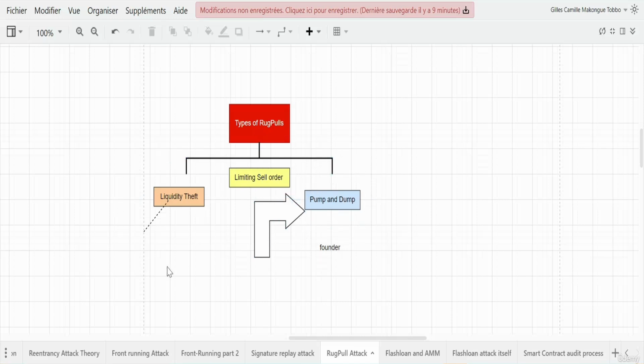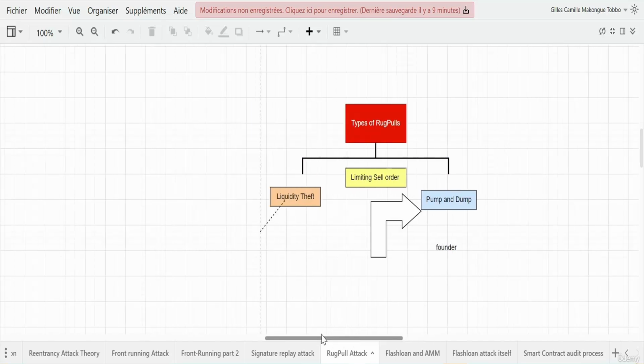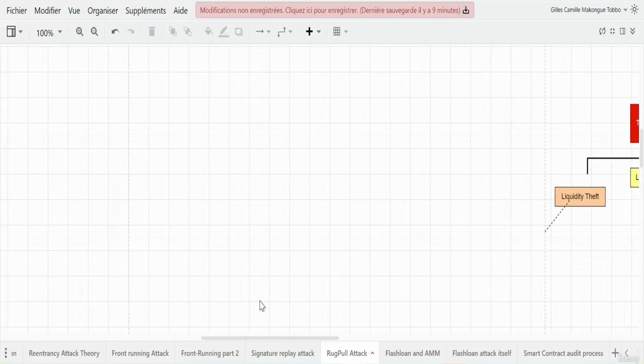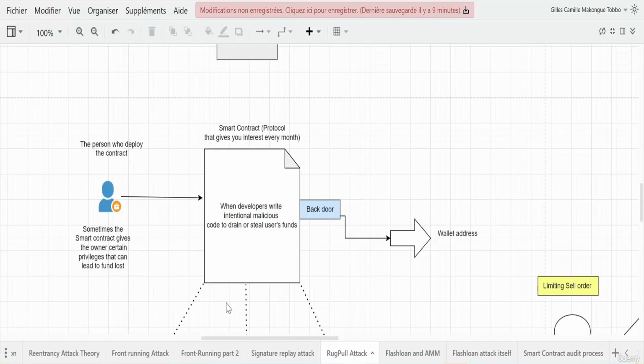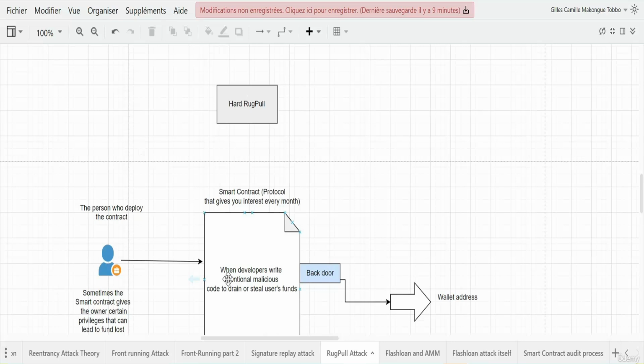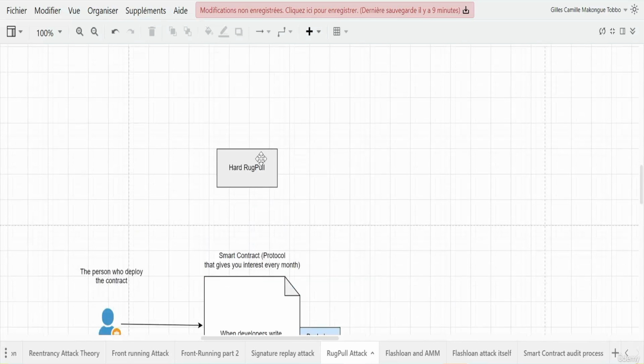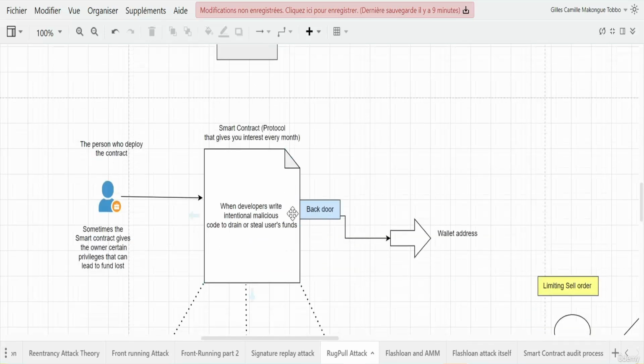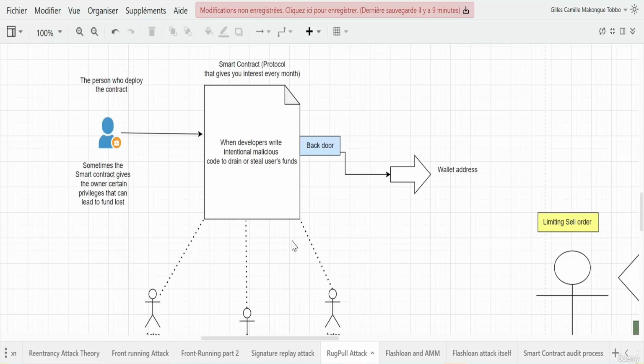So in the first one, people are going to take the money away, okay, and they are going to run with that. That's what we call liquidity drain. So the money will be stolen from the smart contract. We're going to see that right now. Let's consider this is what we call a hard rug pull, because they are going to move some money. They are going to go with your money that you invested.